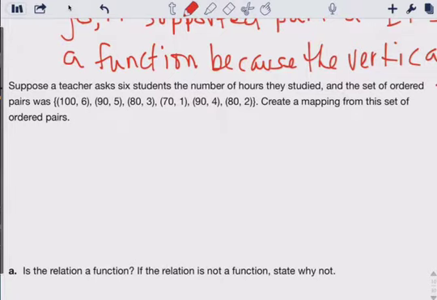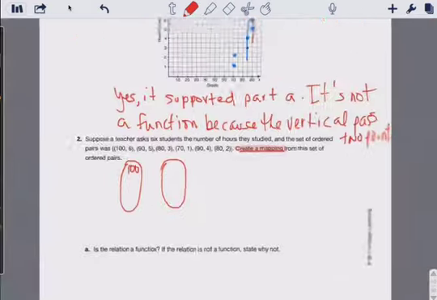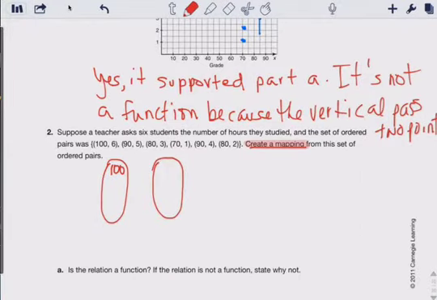Suppose the teacher asked 6 students the number of hours they studied and the set of ordered pairs was given. Create a mapping for this set of pairs. Okay, mapping. Remember, the mapping is those little circle things. You'll get that on the test tomorrow. The mapping is the little circle things. So you get this and this. First is 100 to 6. Okay. I believe in mapping you have to order the input and the output, or the range and the domain.